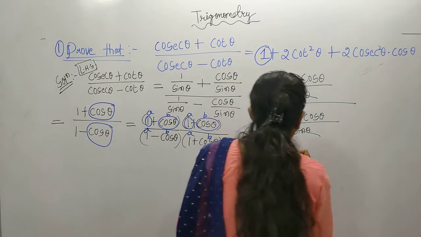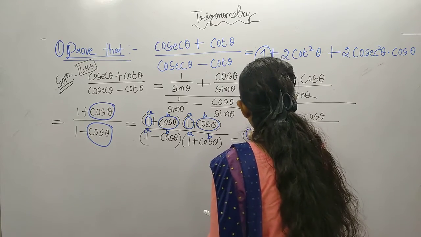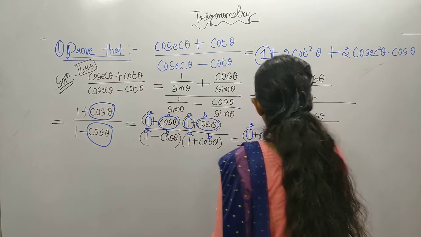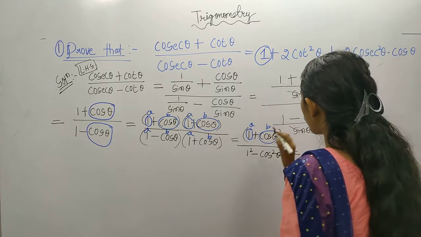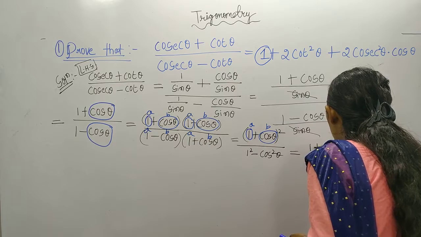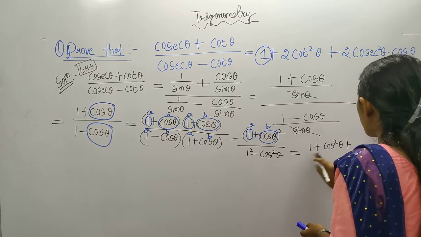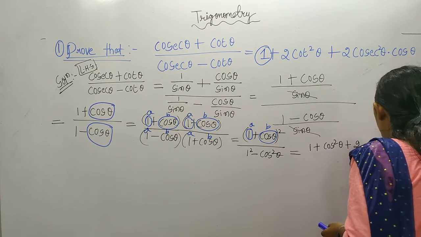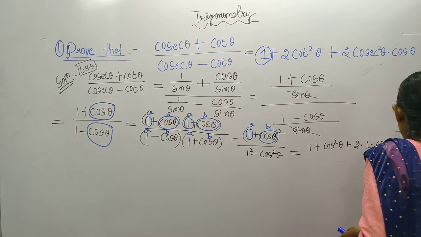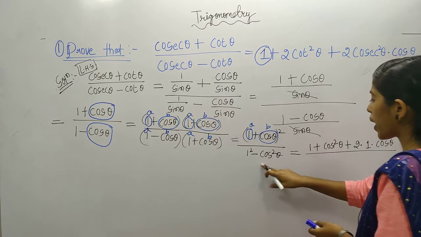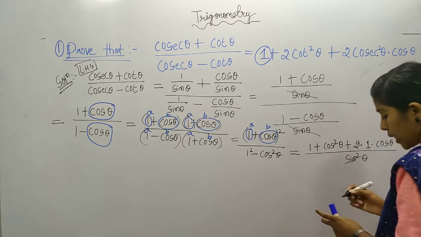Next, you see 1 plus cos theta whole square. Here 1 is A and let cos theta be B. So what is the formula of A plus B whole square? A square, which is 1 square, plus B square, which is cos square theta, plus 2AB, that is 2 into 1 into cos theta. Divided by 1 minus cos square theta. One formula I have said you, that 1 minus cos square theta is sin square theta.